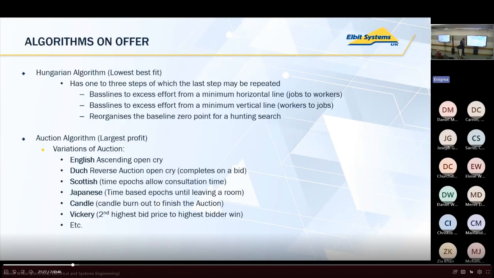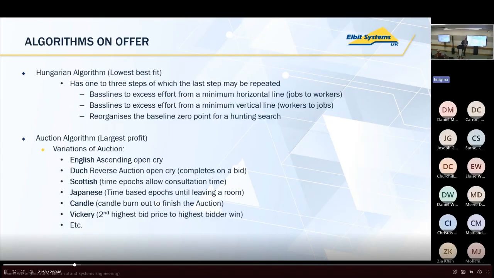And the other one is the auction algorithm. The auction algorithm is fairly obvious, but there are quite a few forms of auction. The English one is the one we're most used to, the gavel and calling your bids. The Dutch auction works in reverse and starts from the highest value. As soon as somebody calls a bid, it's over, it's won. The Scottish auction is similar to that, but it uses time epochs, which allow time for consultation. The Japanese auction is very similar, except nobody calls out, they leave the room.